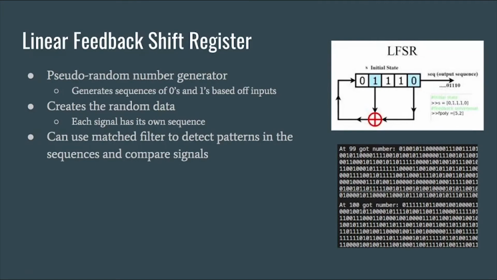So we represent the signals in this project with pseudo-random numbers. To generate these sequences, we made a linear feedback shift register in the programming language Golang. This is an algorithm that creates random data by taking input values and generating bit sequences that are combinations of zeros and ones. As you can see, the pictures to the right are example outputs for the starting values 99 and 100.